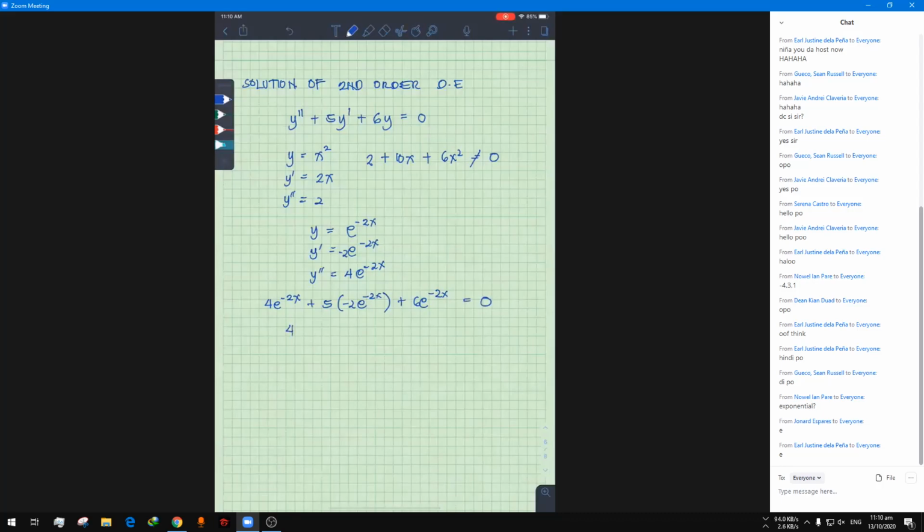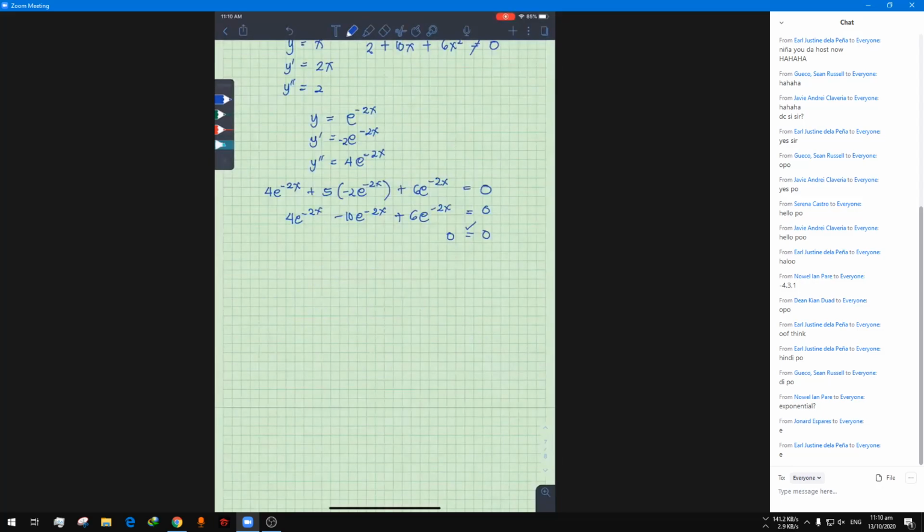So 4 e raised to -2x minus 10 e raised to -2x plus 6 e raised to -2x equals to 0. So 4 plus 6 is 10, 10 minus 10, 0. Di ba? Ibig sabihin, nakuha na natin yung isang solution. So ang unang solution ng differential equation na yan is e raised to -2x. Kaya lang, sinasabi natin kanina na kung ano yung order ng differential equation, ganun karami yung solution niya. Sa tingin nyo, ano yung pangalawang solution?